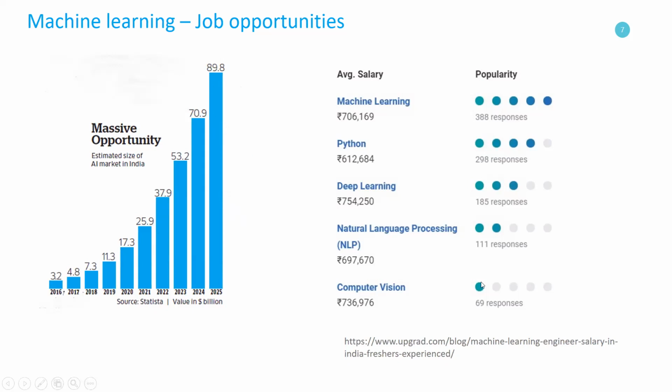Also, I have listed some average salaries. This information is taken from Upgrad. It talks about the average salaries that are being demanded in the industry in India. You can see that for machine learning the average salary is around 7 lakhs per annum, Python developer 6 lakhs, and deep learning 7.5 lakhs. There's also a huge amount of demand for NLP in the industry currently, and computer vision applications.